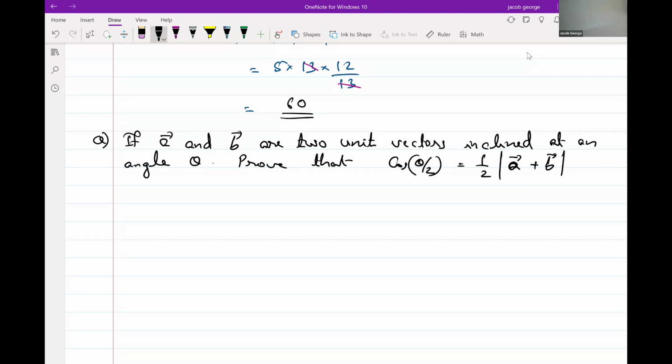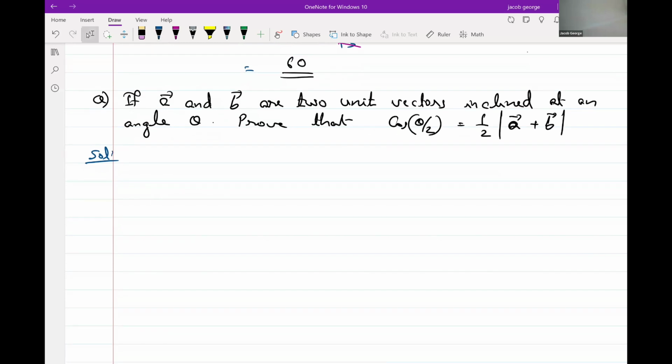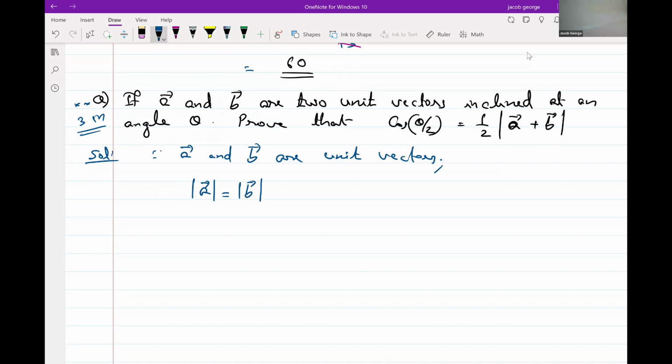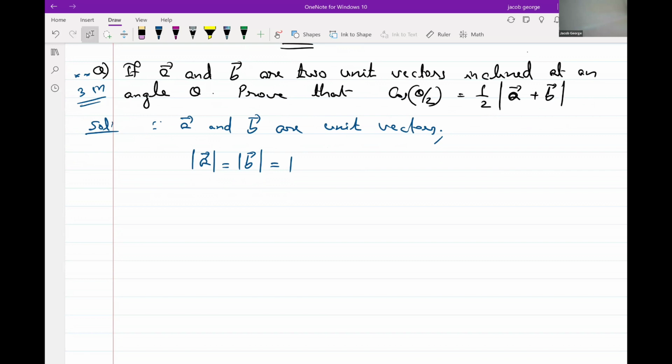Please try this question. If vector A and vector B are two unit vectors, means their magnitudes are 1. So we start with that one. So this is also an important 3-marker type question. Since vector A and vector B are unit vectors, magnitude of vector A is equal to magnitude of vector B is equal to 1.